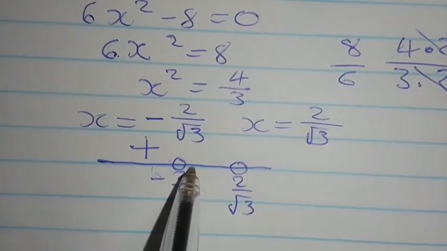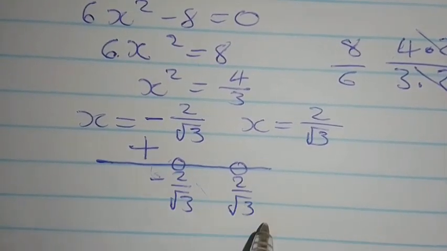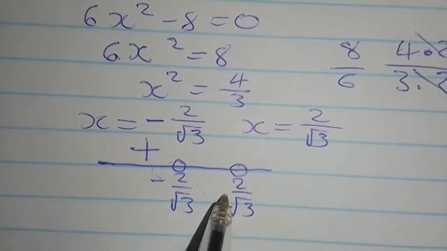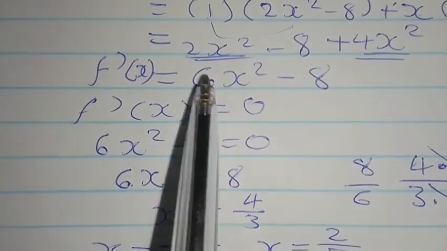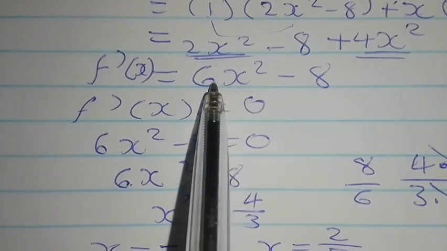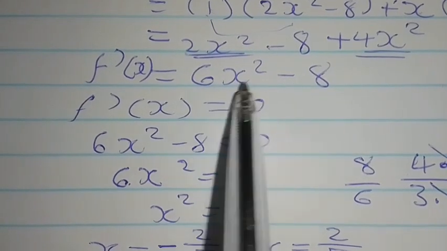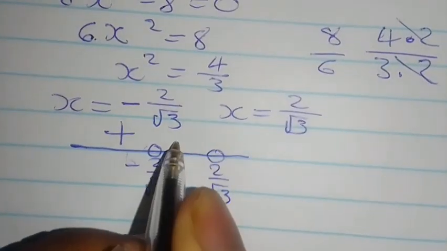And now I'm going to substitute the numbers between minus 2 over root 3 and 2 over root 3. 0 is between this, so I'm just going to substitute 0. If I substitute 0 here, I'll get 6 times 0 squared, which is 0. 0 minus 8, that's negative 8. You get a negative answer.